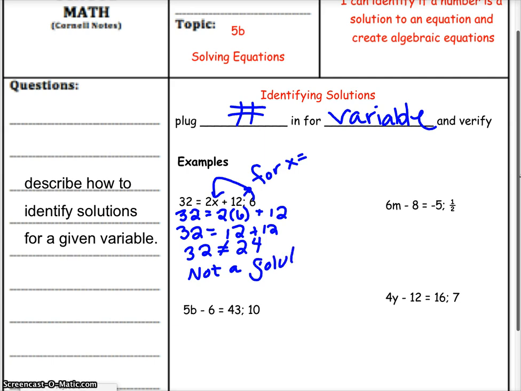Now you could go ahead and just do the equal sign with the slash in it. It's fine. Or false, not a solution. All equivalent statements.